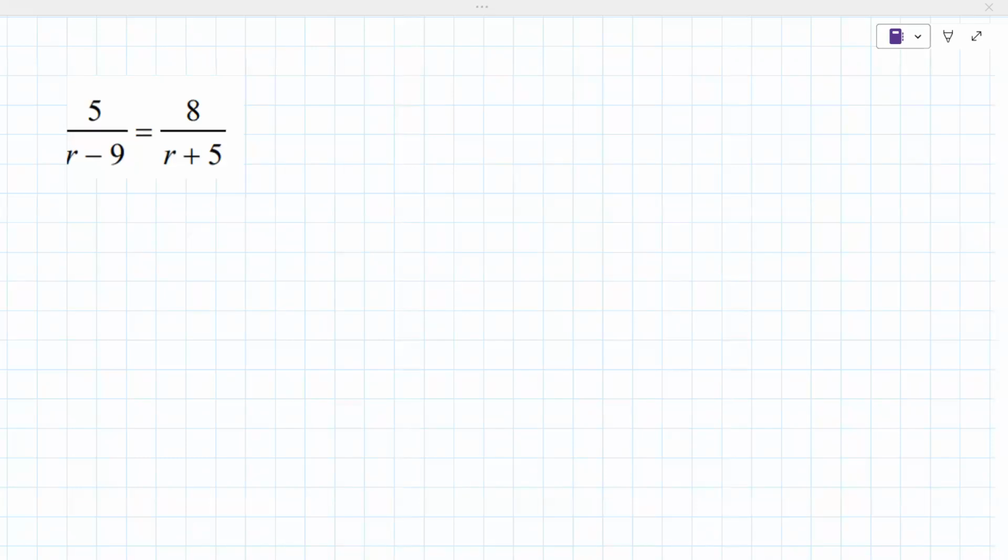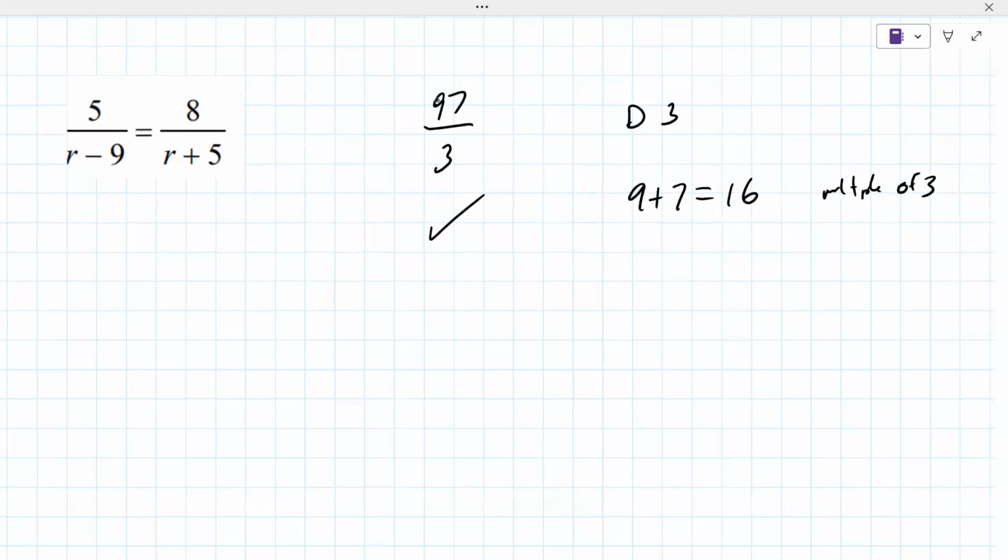We got 97/3, and I don't think 3 goes into 97. The divisibility rule for 3 is, do the digits add up to a multiple of 3? Is 9 plus 7, which is 16, a multiple of 3? No. So it does not work, but that is the correct answer. All right. Now there's a touch more difficult problem, which I have no idea if your teacher will give you.